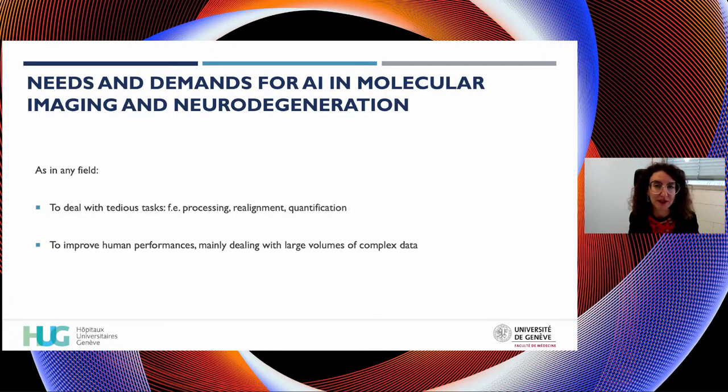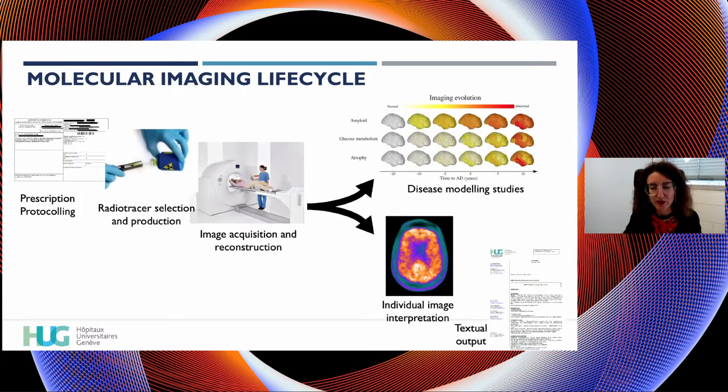Then another chapter would be to use artificial intelligence to improve our human performance. You've seen from the two previous talks that we're dealing with a very large amount of complex, multi-layer data. We're taking into account the clinical characteristics of the person, their background, their education, and their story throughout life. At the same time, we're measuring glucose metabolism, amyloid, tau, perfusion, gray matter density, and blood biomarkers. So there are a lot of layers of information that possibly an artificial brain could combine more efficiently than us to discover novel mechanisms.